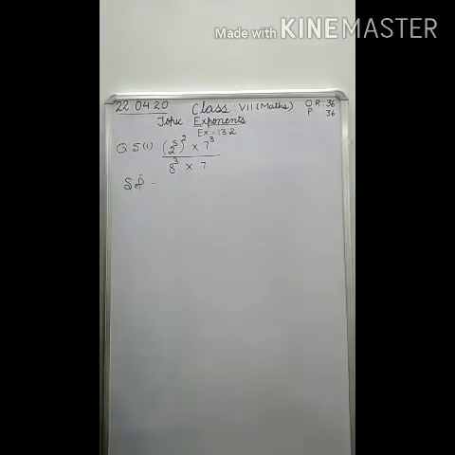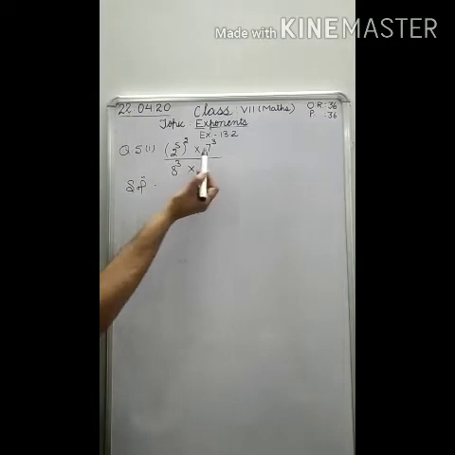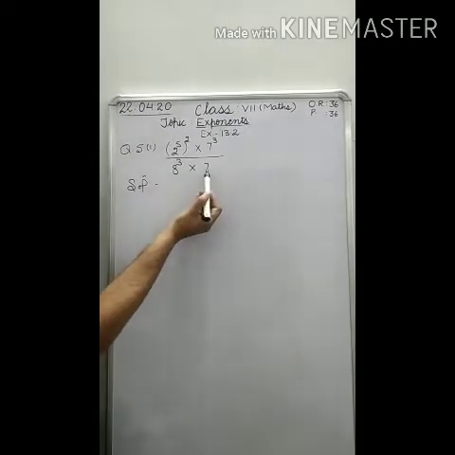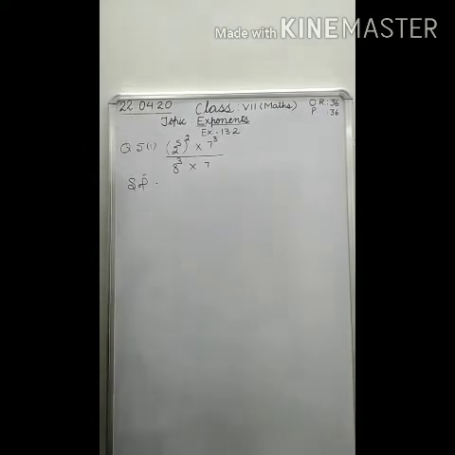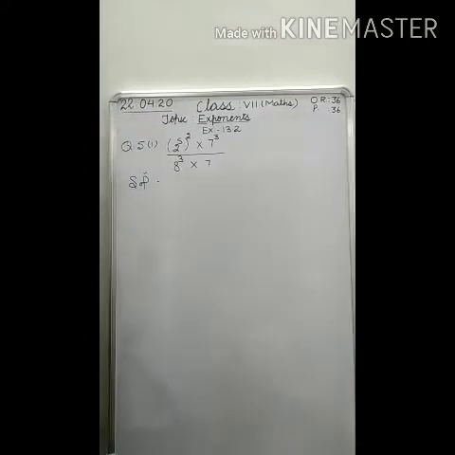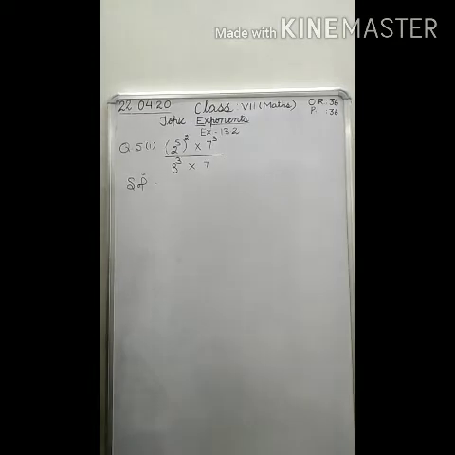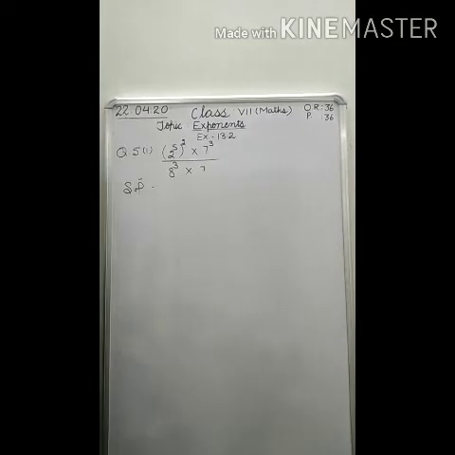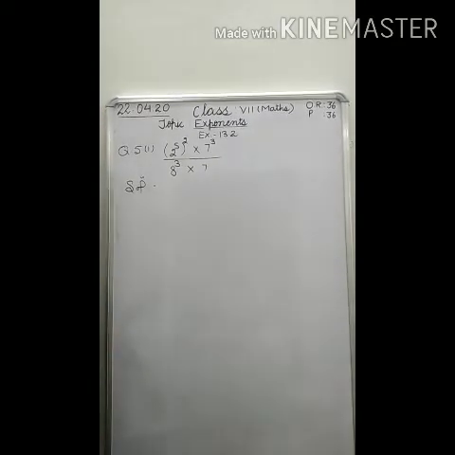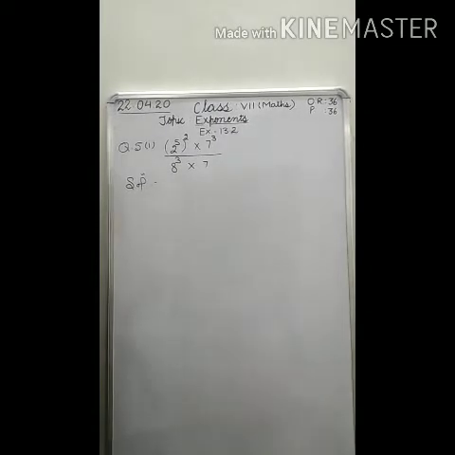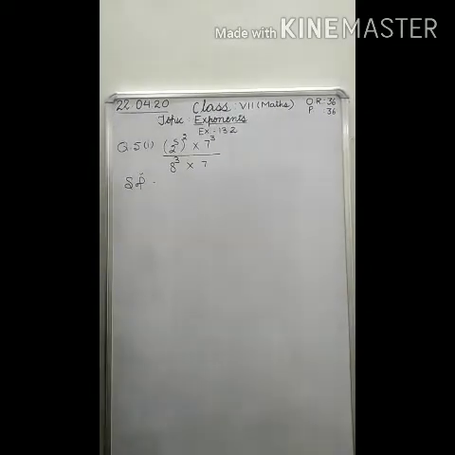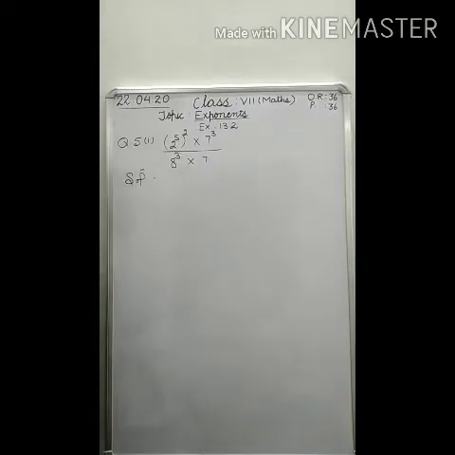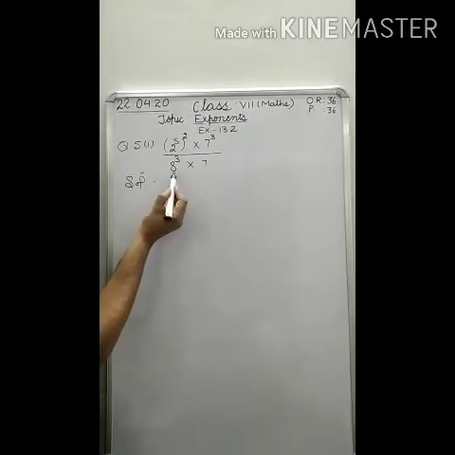Just observe it here. 2 is a prime number, 7 is also a prime number, this is also a prime number, and here 8 is a composite number. So first of all, you have to convert this 8 into a power of 2. You know that 8 can be written as 2 raised to the power 3, because 2 multiplied by 2 multiplied by 2 will be equal to 8. So we will modify this 8.